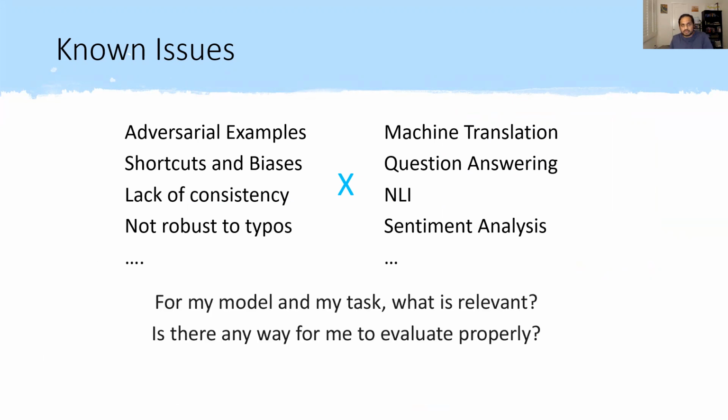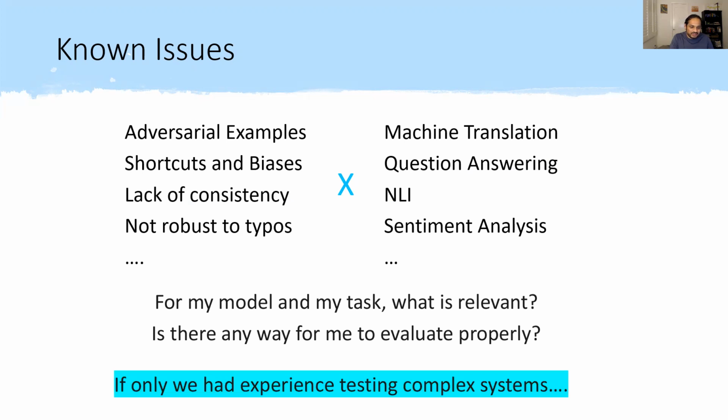But when you come to someone who's a practitioner for their own model and for their own task, it's not clear how relevant this work is. In fact, does it help them evaluate their own system better by knowing all of these different combinations exist? And so this was the question we were struggling with, like, hey, how do you evaluate your own model on a specific task? And, this is sort of flippant, but if only we had experience testing complex systems.